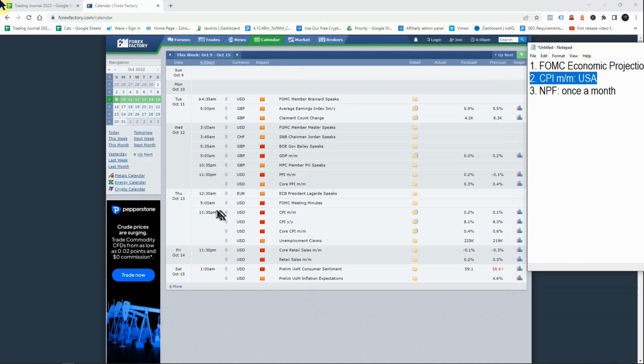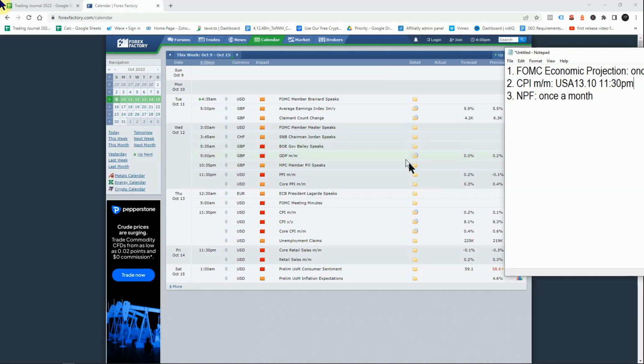So Thursday 11:30 p.m. I generally go to bed at 11, but Thursday 11:30 I'll be watching this CPI. So I'll write it down. 13th of October, 11:30 Melbourne time, PM. This is the only news which I'll be watching.